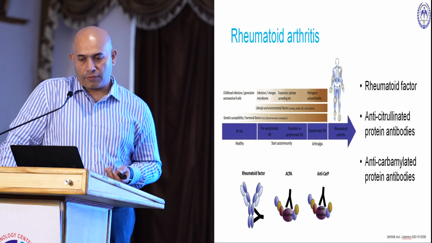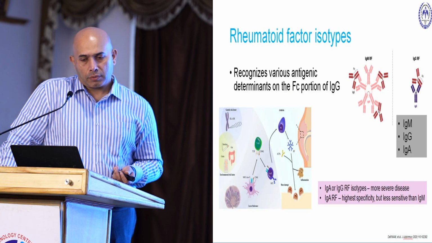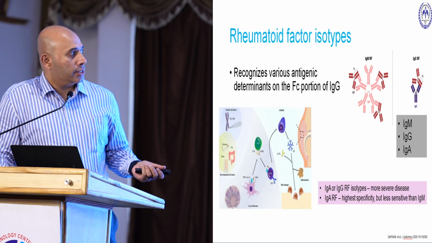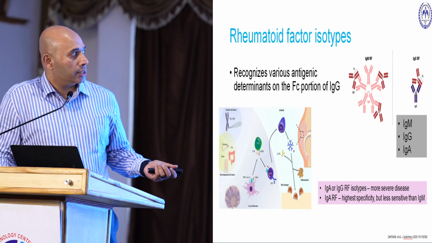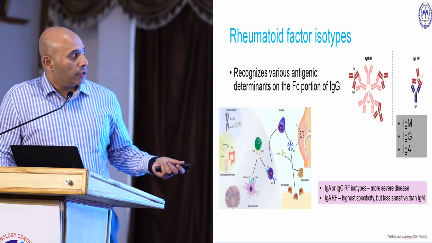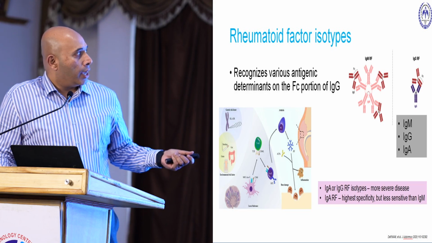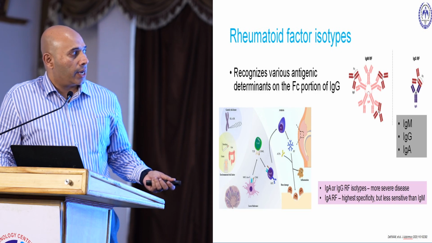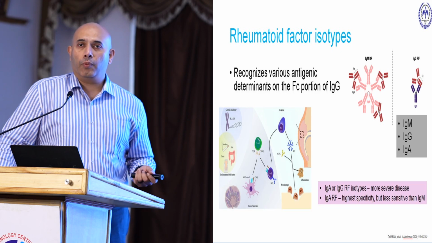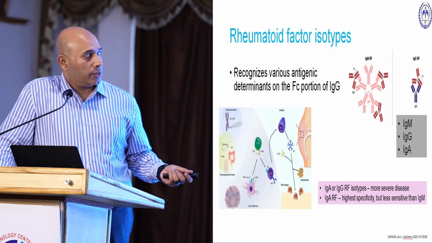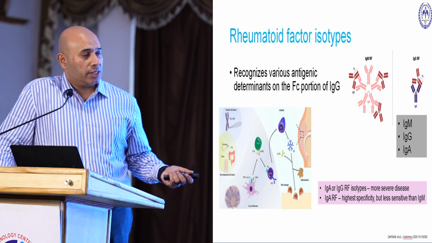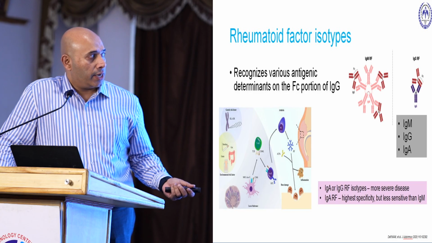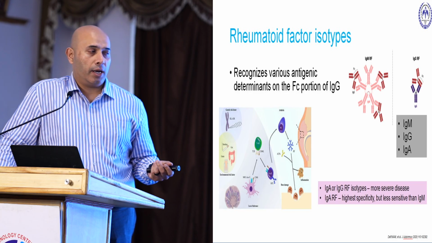for the disease itself. Now, what we need to know is that generally we have an IgM antibody which targets the Fc portion of the IgG of the body, and it also has other isotypes like IgG and IgA. And we generally stick to IgM because it's the most sensitive one, but IgA, if you look at it, is highly specific.